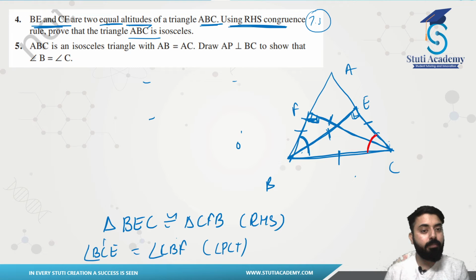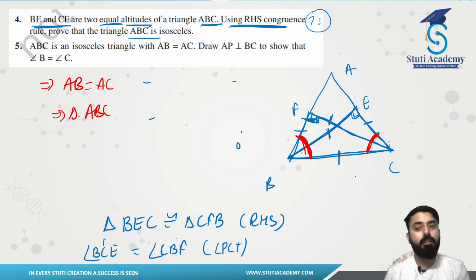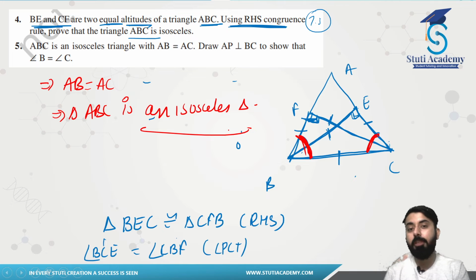Let's say you have proved that this angle is equal to that one. These two angles are equal. So you guys see, if these two angles are equal, then the sides opposite to equal angles are equal. So this implies AB is equal to AC. Then this implies ABC is an isosceles triangle. So this will be the proof to your question 4. I hope you guys understand this. You can use this proof to solve that sum there as well.